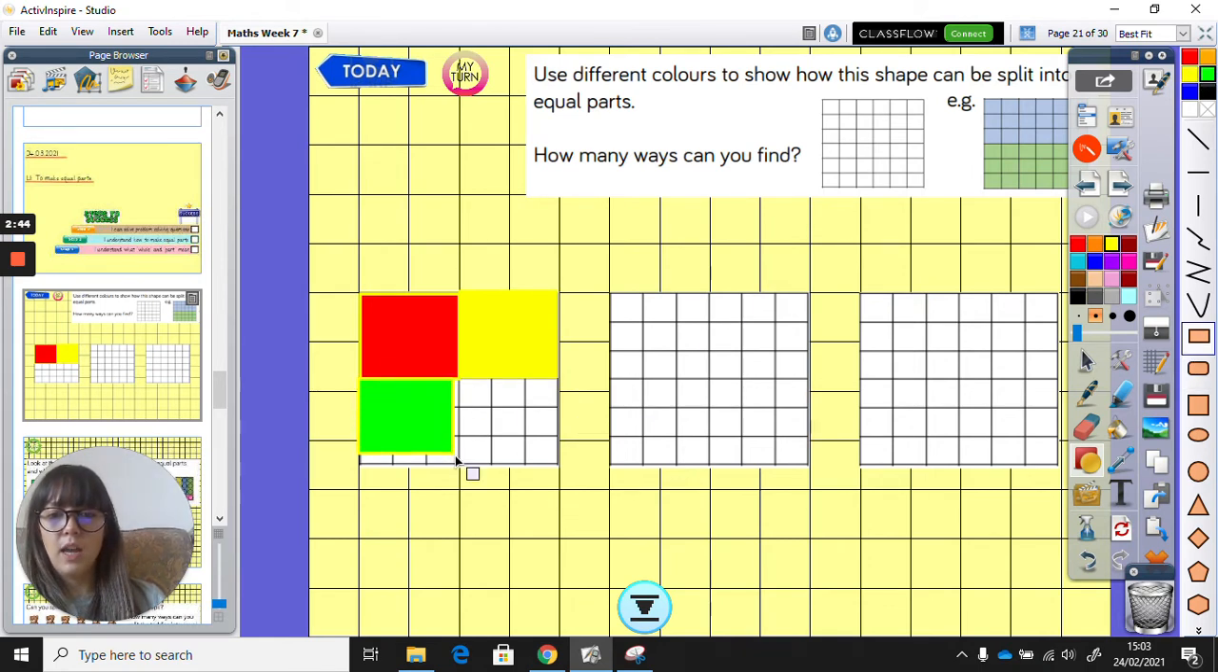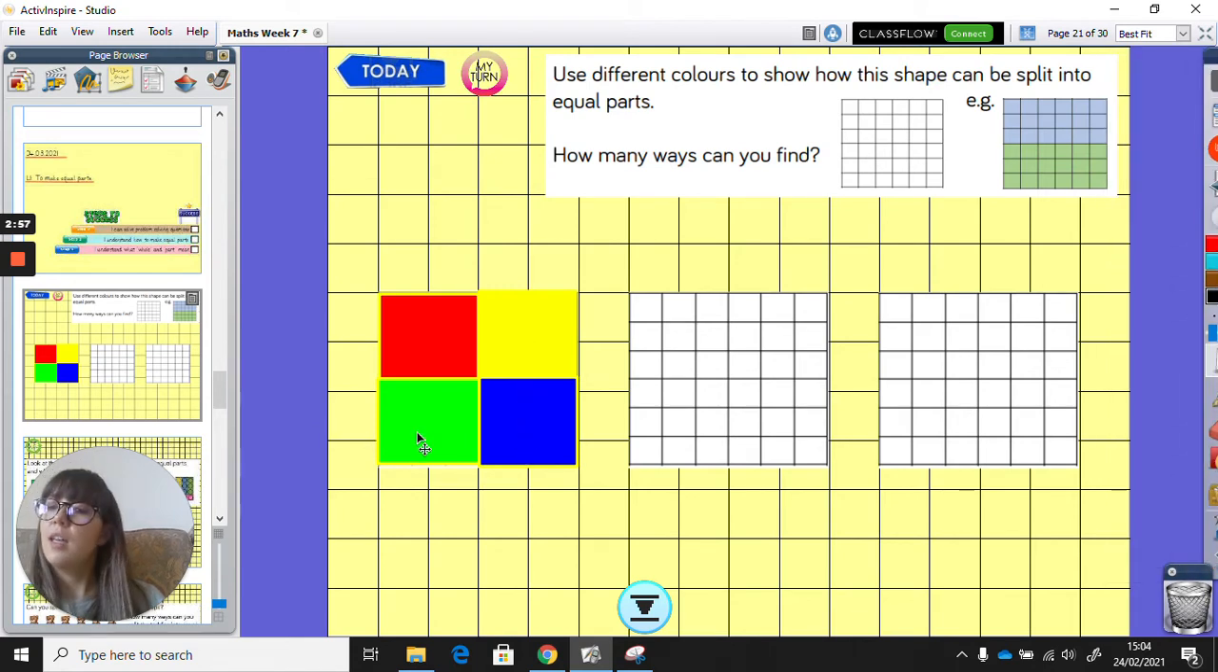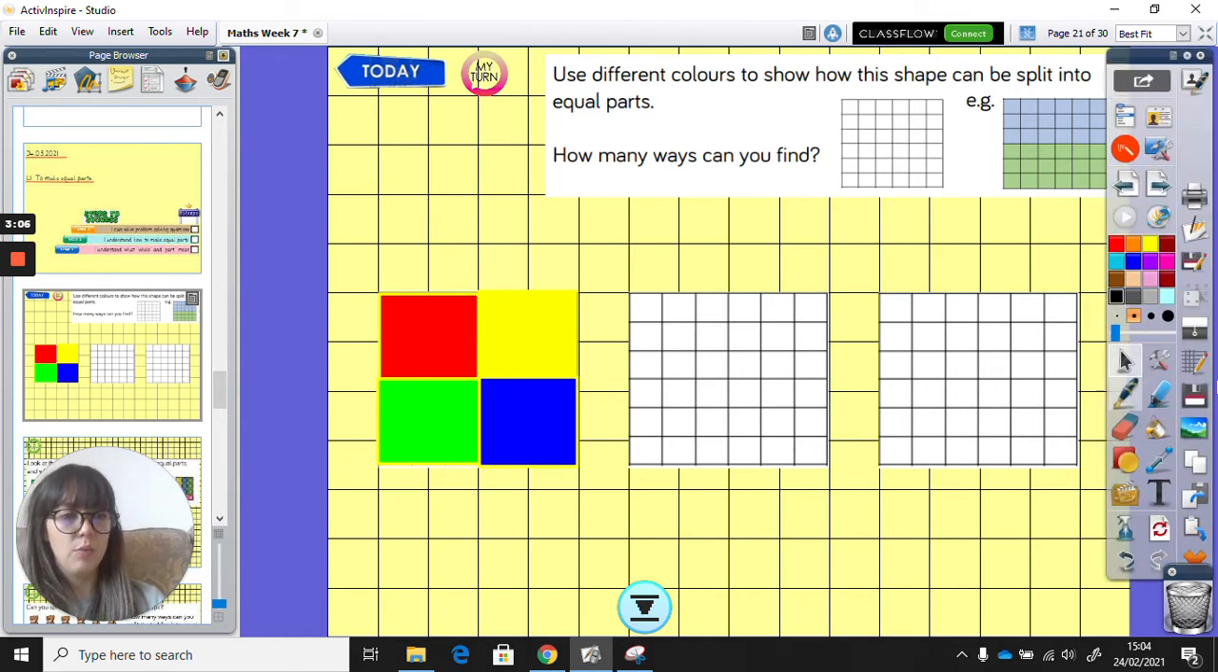So they each have 9 squares in them. So these are all equal because each of them have 9 squares. They've got 1, 2, 3, 4 equal parts. So I've split into 2 equal parts. I've split into 4 equal parts. Should we see if we can split into 3 equal parts?